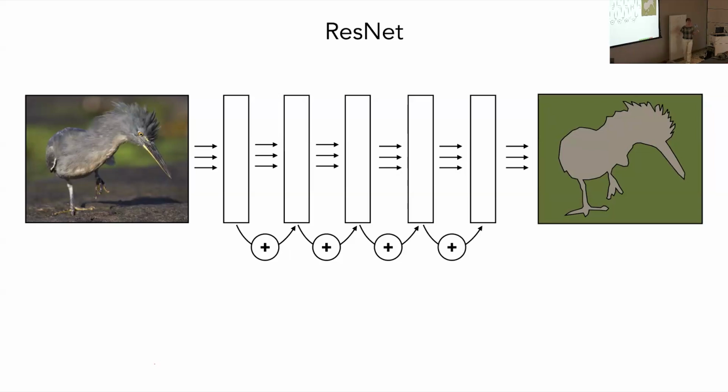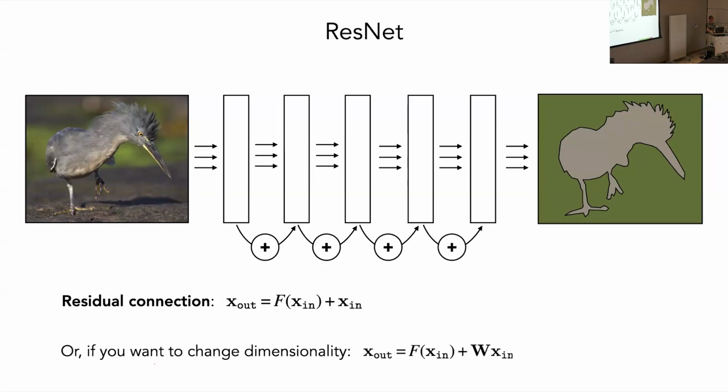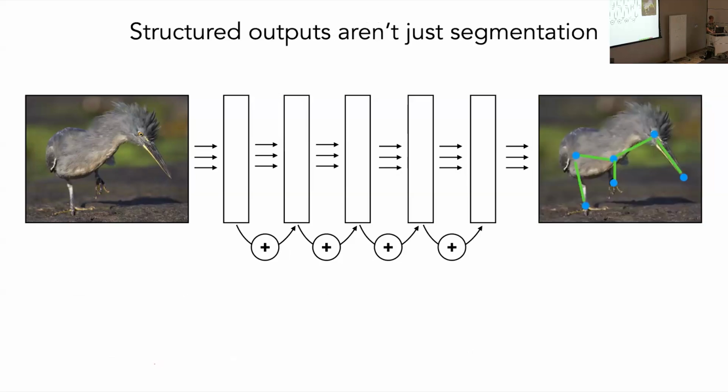Yeah, so skipped connections are a nice idea. Attention actually also has a mechanism for skipped connections. So this residual connection is basically just like you learn a function of x in, and then you add x in back to it. Or you can change the dimensionality by adding some weight matrix that you multiply it by.